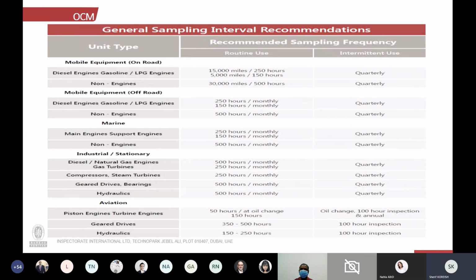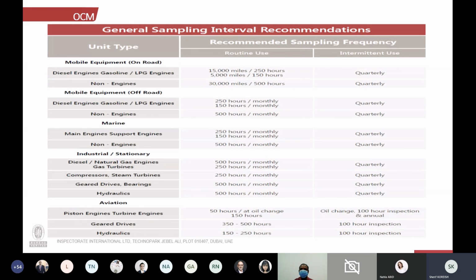This shows the general sampling intervals based on the unit type and application. You can see for mobile equipment on the road, for example, if we're talking about diesel engines or LPG engines, for routine use we are talking about 15,000 miles or 250 hours. If it is intermittent use, we are using quarterly sampling.